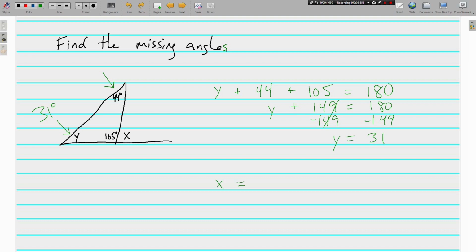we can use the remote interior angles theorem to say that angle X is equal to 44 plus 31, which means angle X is 75 degrees. Okay, there are several different ways we could have gone about solving this problem. If you want to know another way, ask me later. Let's move on to another problem.